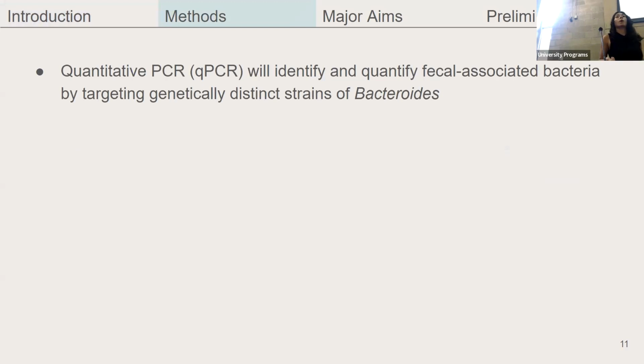So the first is quantitative PCR, or qPCR. And this will be able to identify and quantify fecal-associated microbes. And it can do this by targeting genetically distinct strains of Bacteroides. Bacteroides is a gut bacteria, and it has such high host association that you can tell from its sequence whether the Bacteroides came from like a human gut or from a cow gut. So I can look at a sequence and tell you that that bacteria came from a cow without having to interact with the cow, which is very important.